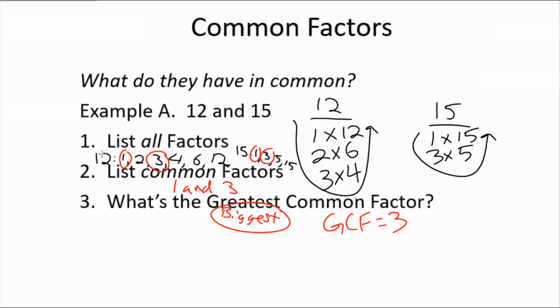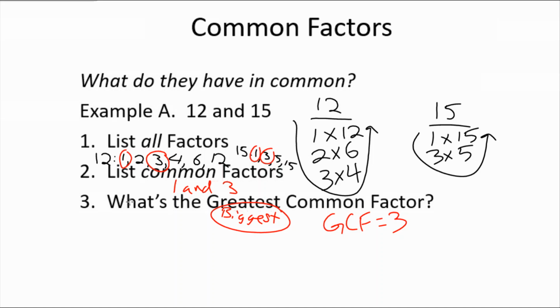Okay, so step 1, we're done. We listed all the factors of 12, and we listed all the factors of 15. Step 2 says, list the common factors. So I look back at my list. Notice how 15 and 12 both have 1 in common, and they both have 3 in common. So I circle them, and that would be in my list. I have 1 and 3. It's possible that there's going to be more, but in this case, there's only 2 numbers, and it's 1 and 3.